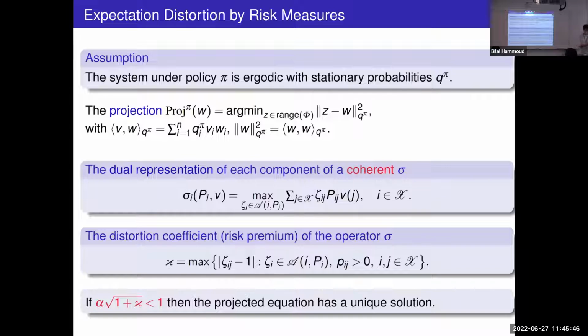What we're going to do next is that our projection means that under the probability, we found the closest value in that range given the Q norm. And we have the distortion coefficients which speak of how it differs from the risk neutral method. And we have an assumption that if alpha times the square root of 1 plus kappa is more than 1, we can prove that that equation has a unique solution.